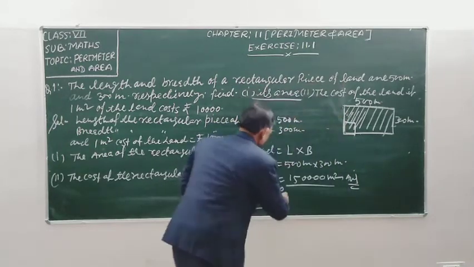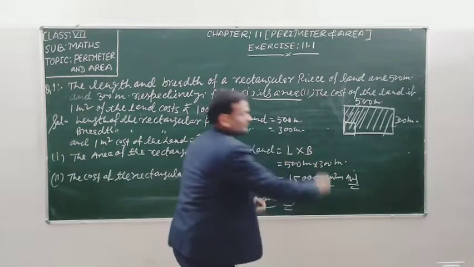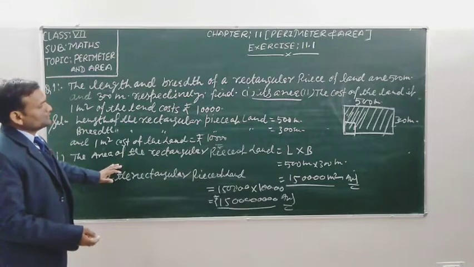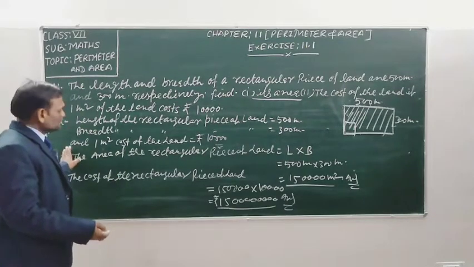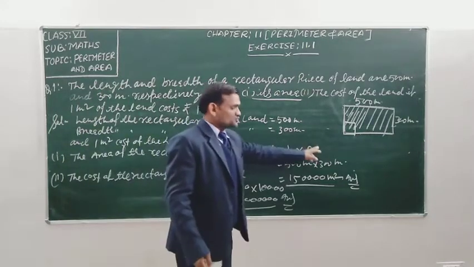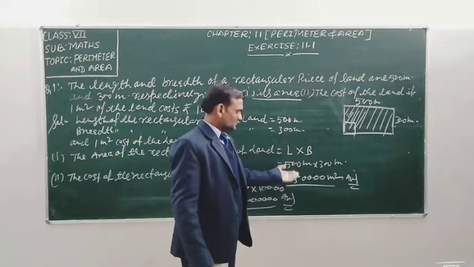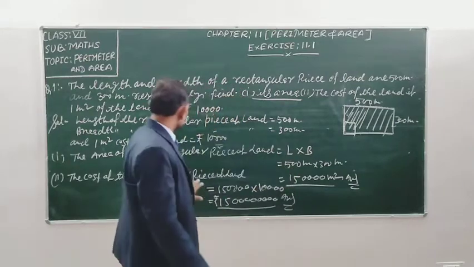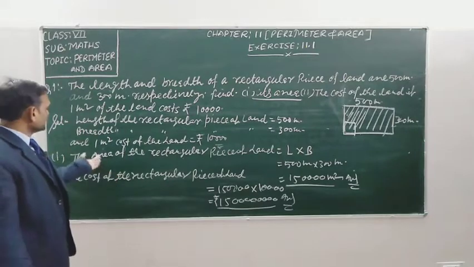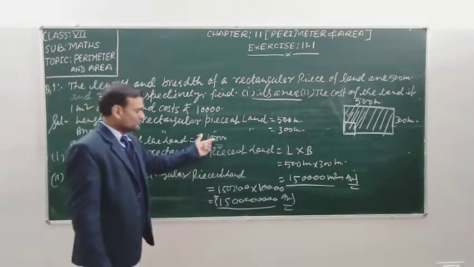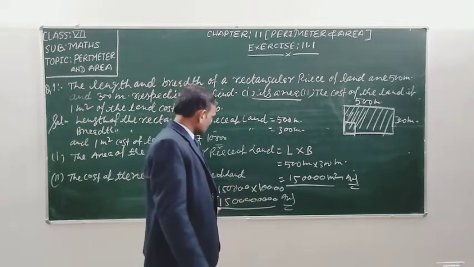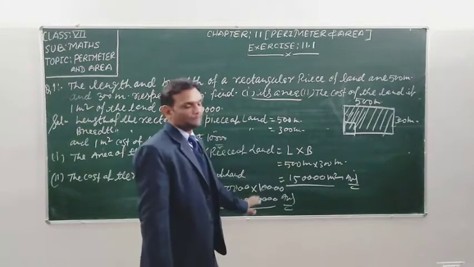So student, this is my second answer. I hope student you have understood this question very well. This is very easy. In the first part you need to find out the area. For finding the area we use the formula length into breadth. You will multiply and get the answer. And in the second case we need to find the cost of the land. Rate is given, 1 meter square is equal to 10,000. So we have to multiply by 10,000 in 1,50,000. So we get the total cost of the land.